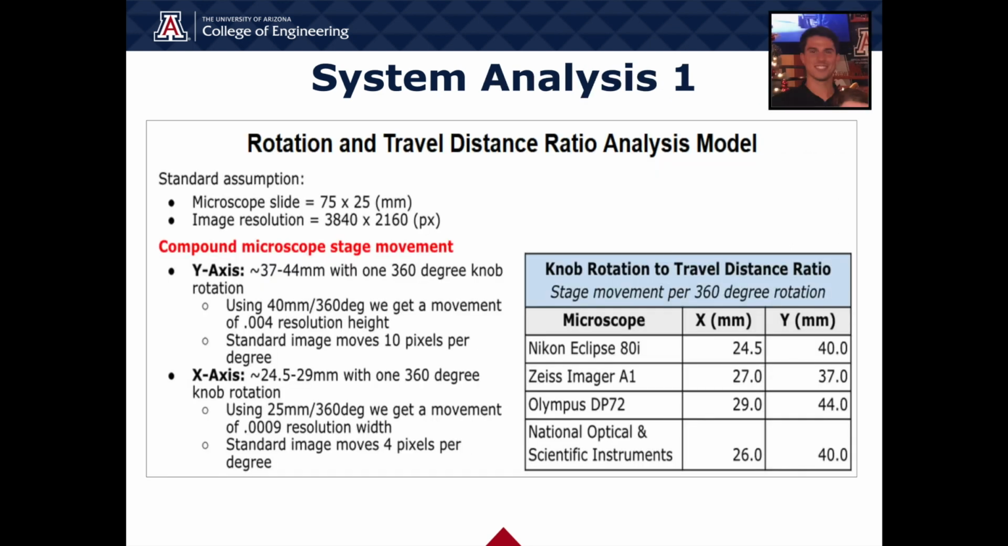Our first system analysis needed to validate that the slide image would move in a similar fashion and speed as a compound microscope. To accomplish this, we created an analysis experiment using measurements from multiple laboratory microscopes. We took some practical measurements and converted them into a ratio that compared knob turn angle to image pixel translation.